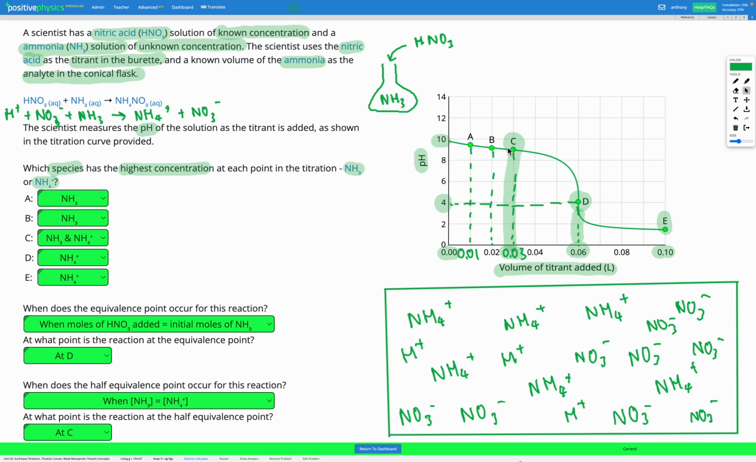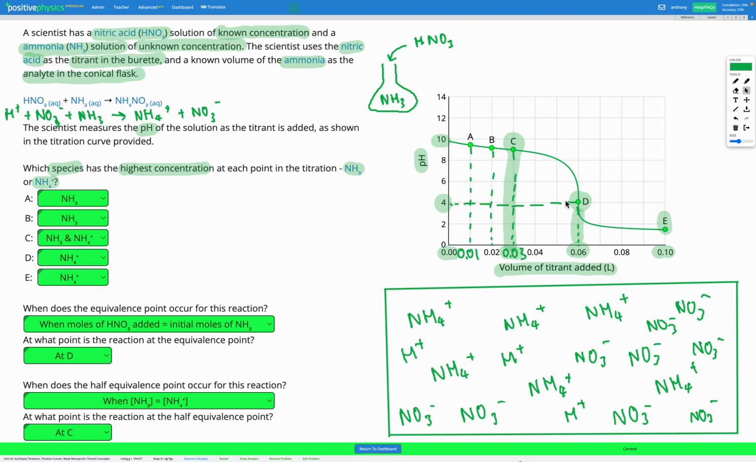Then we have our half equivalence point. That's when half of what we had initially there has been reacted, and therefore the concentration of our base in this situation and its conjugate acid will be equal. So that's why we had both NH3 and NH4 plus having the greatest concentration at point C.